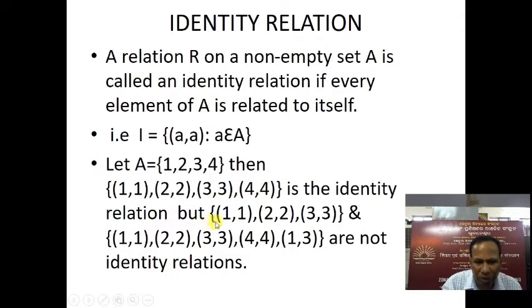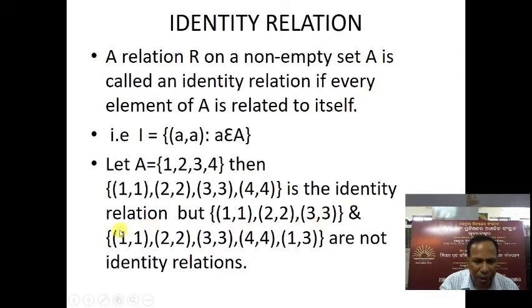Now consider one more relation containing 3 elements: (1, 1), (2, 2) and (3, 3). Now this is not an identity relation because element 1 is present, (1, 1) is present, 2 is present, (2, 2) is present, 3 is present, (3, 3) is present. But element 4 is present in A, but (4, 4) is not there in the given relation. So that's why this relation is not an identity relation.